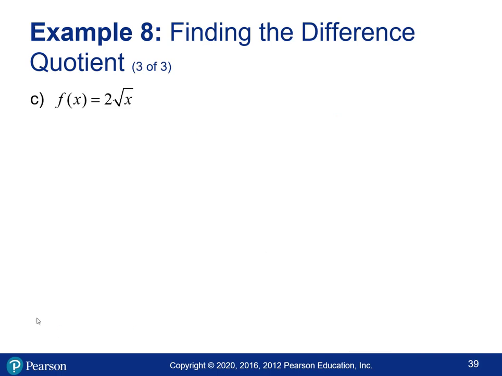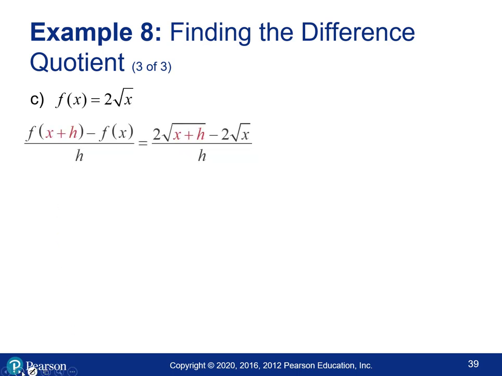All right, let's take a look at one more example. So finding the difference quotient of 2 times square root x. Okay, so exactly where we had an f of x, we just plug in 2 square root x in the back over here. And then in the front, same function, but where there's an x, put an x plus h. Okay, and then simplify if you can.